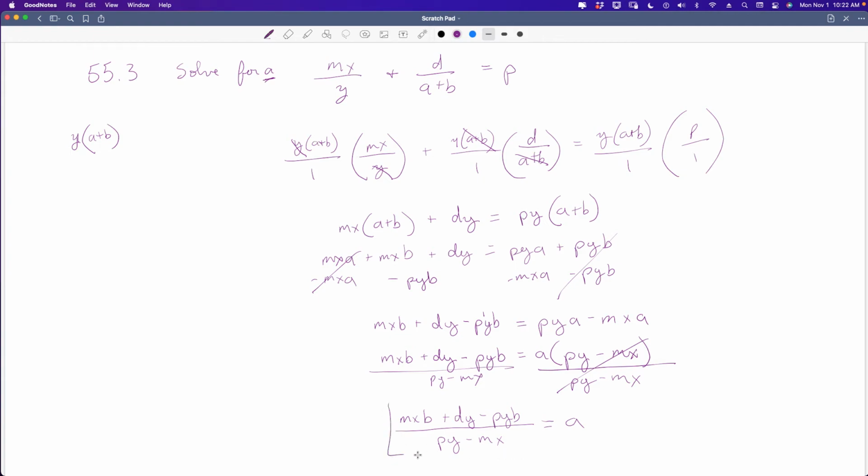And that is this in terms of a. That's what we mean when we say in terms of. We mean, what does a equal? What are we solving for? We're solving for a, so it's in terms of a.